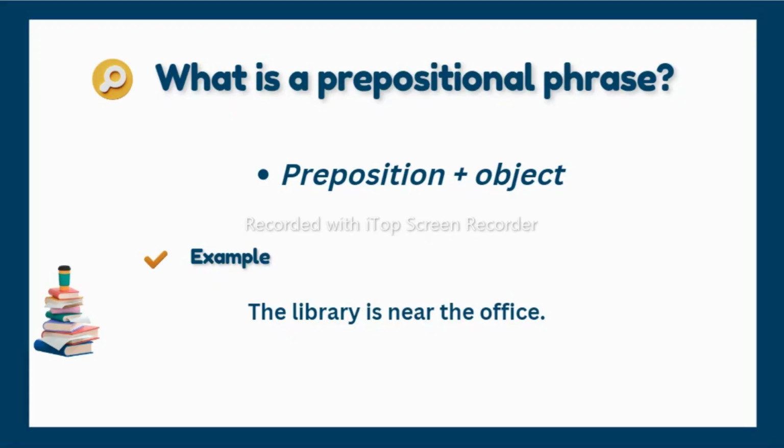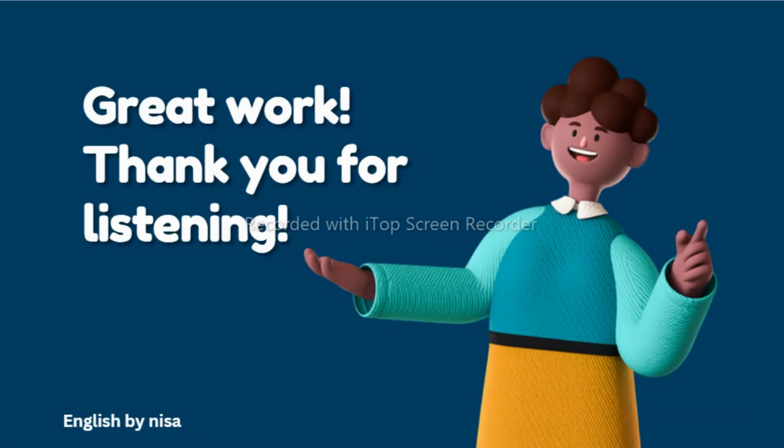So it's very simple. Preposition plus object is called a prepositional phrase. First you have to see where the preposition is. Then after the preposition, you have to see the object. If you have an object that's a noun or pronoun, then that's called a prepositional phrase. I hope it would be helpful for you.